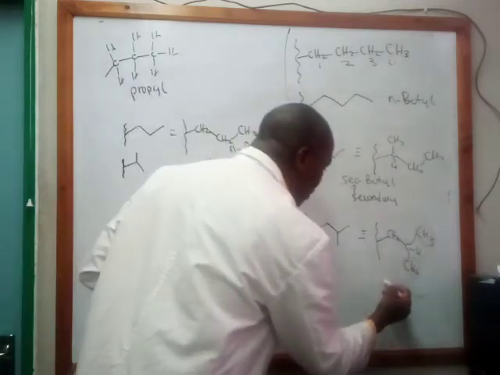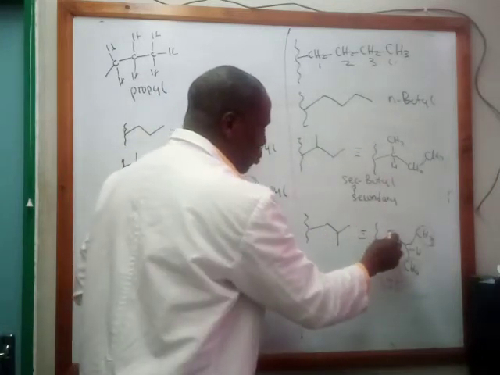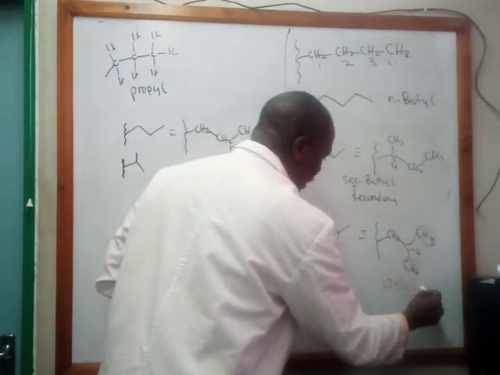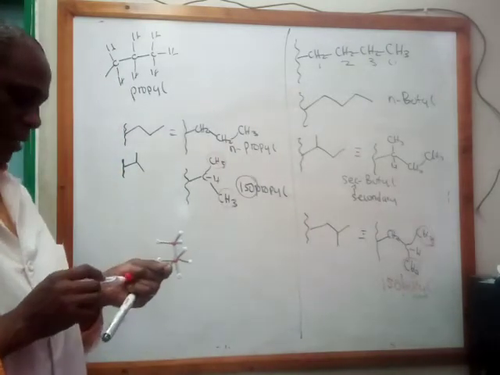So I'm going to put the word iso. But this one has got 1, 2, 3, 4. So I'm going to call it isobutyl. I'm going to call it what? Isobutyl. Okay?